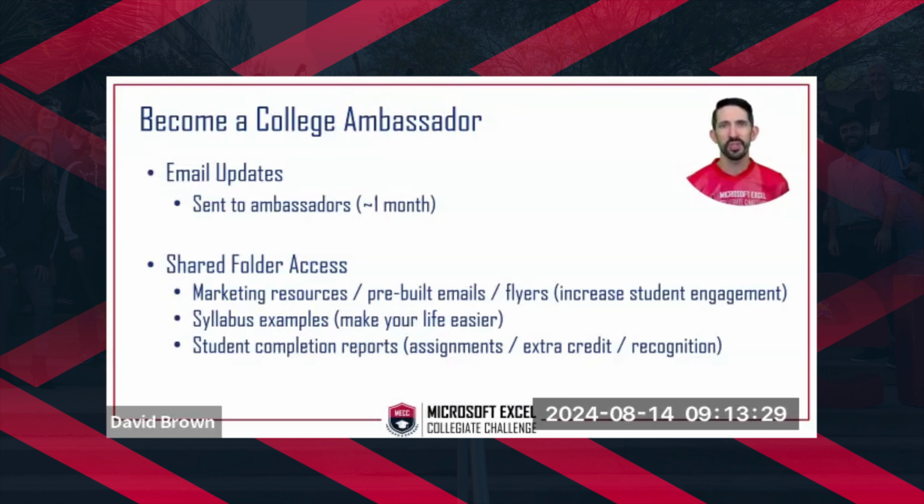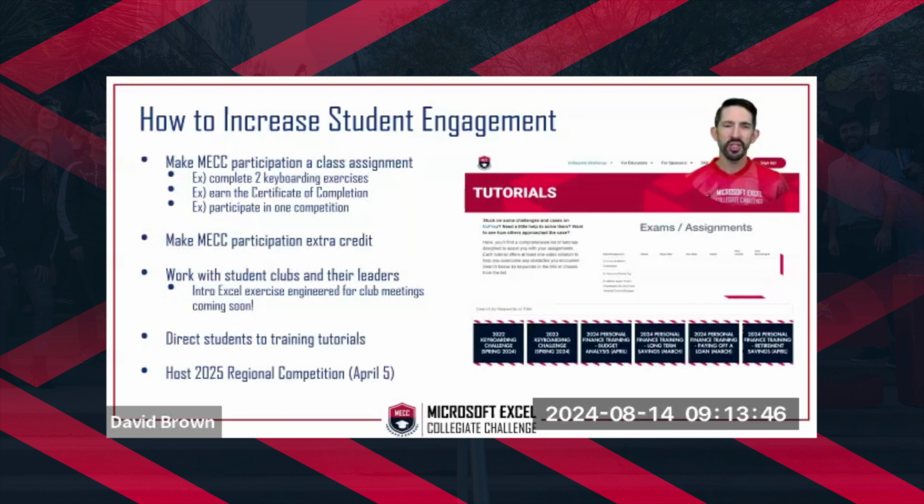Because we're going to tell you essentially for every student, what have they completed, what was their score, when they turned it in, all the information that you need to actually put this into your grade book. That way you could award either extra credit, you could give recognition, or you can actually make it an assignment in your course. All right, so diving more into that, how do you increase student engagement?